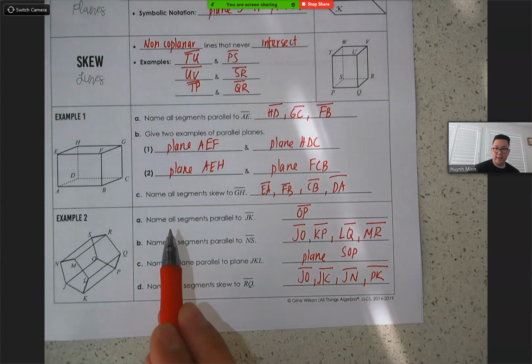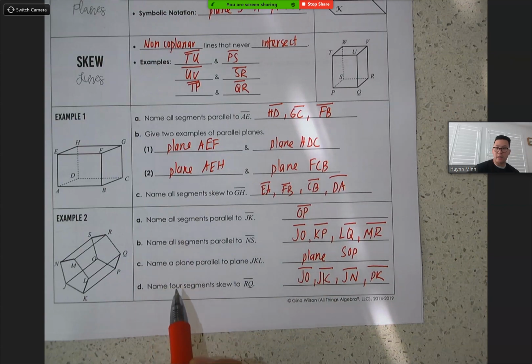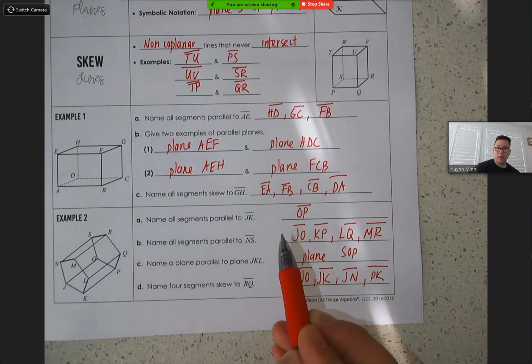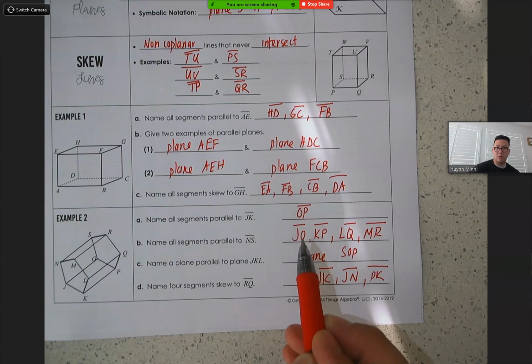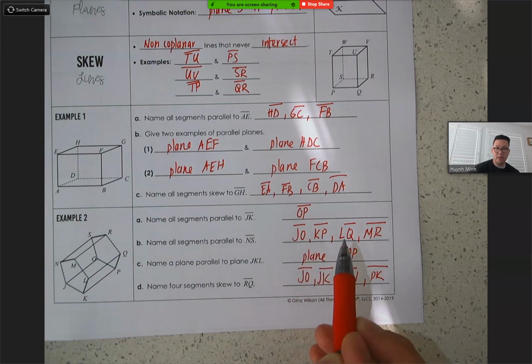Keep in mind that the ones that say all are kind of non-negotiable. Like for A and B, they're non-negotiable. These are all the answers to it. But if you wrote it the other way around, saying PO, OJ, PK, LQ, MR, that would be fine.